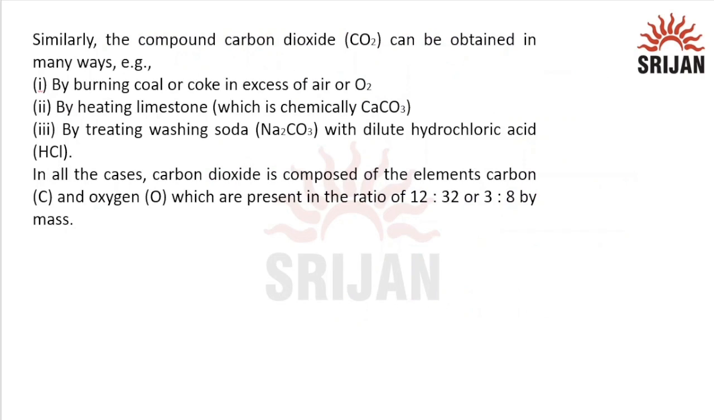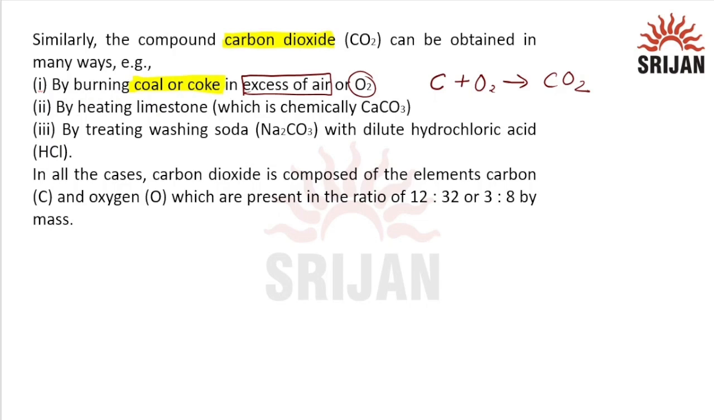Now let us take another example, carbon dioxide. No matter from where you are going to prepare your carbon dioxide, it will have the same mass ratio. You can prepare carbon dioxide by various methods. By burning coal or coke, which means pure carbon, in excess of air, meaning there will be plenty of oxygen, or you can take pure oxygen also. The result will be carbon dioxide.